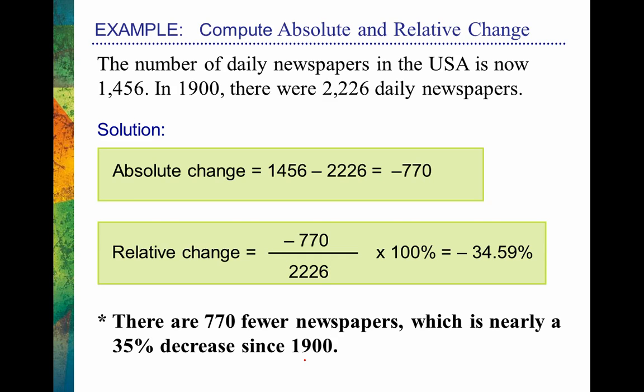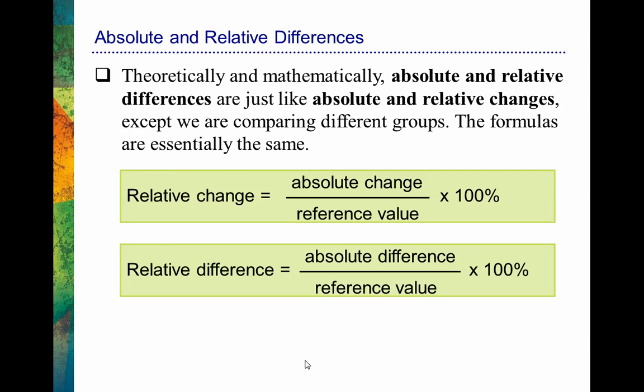Now, what we're going to do next is very similar. Again, if you pay attention to the similarities, you'll notice these trends. We're just going to use slightly different terminology and look at slightly different examples. But now we're going to compute absolute and relative differences instead of changes. And just like it says here, theoretically and mathematically, absolute and relative differences, like we're going to compute now, are just like absolute and relative changes that we computed before, except now we're comparing different groups.